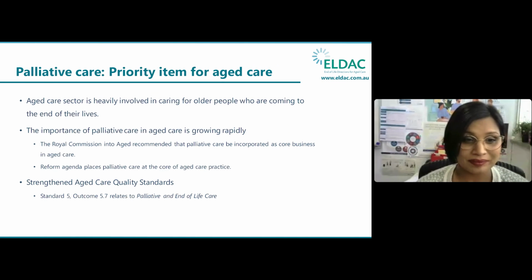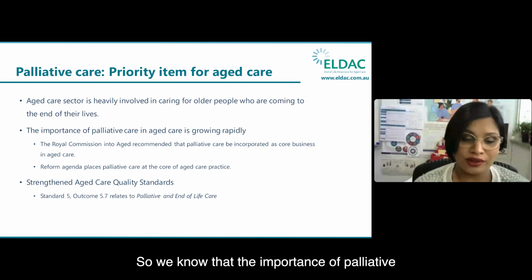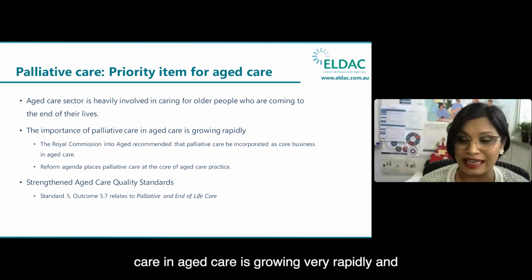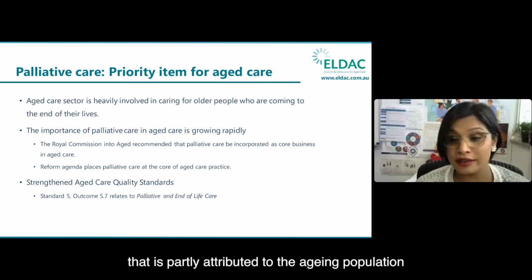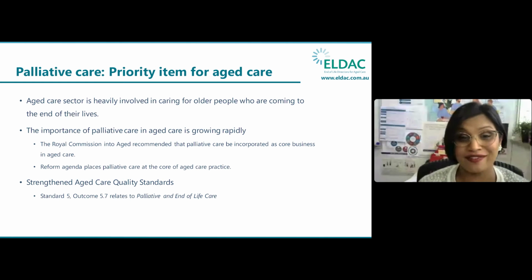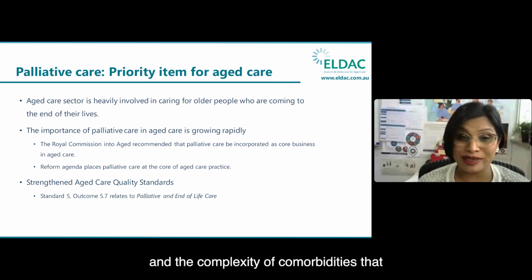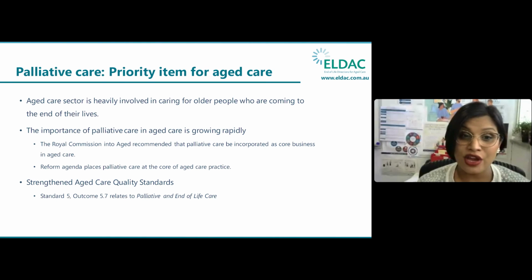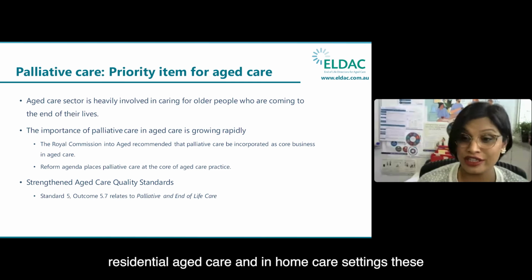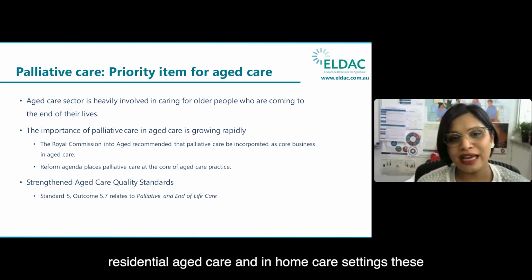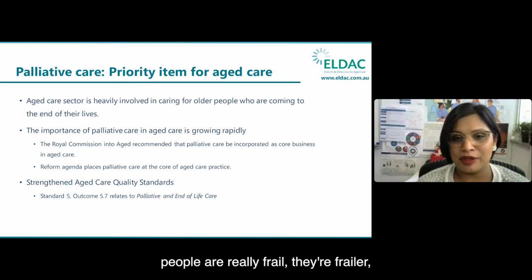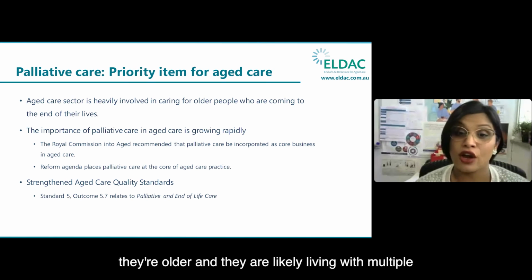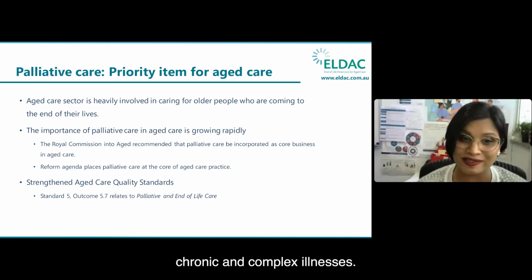So we know that the importance of palliative care in aged care is growing very rapidly, and that is partly attributed to the aging population and the complexity of comorbidities that older Australians have. So when you think of those receiving care in residential aged care and in home care setting, these people are really frail. They're frailer, they're older, and they are likely living with multiple chronic and complex illnesses.